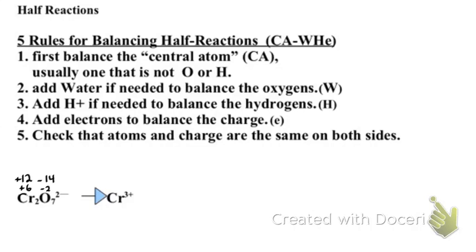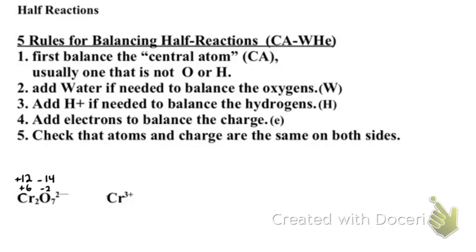So the next thing we need to do is follow these 5 steps. So first, balance the central atom, usually one that is not oxygen or hydrogen. In this case, it's going to be the one that goes through the reduction or oxidation. Because chromium is the one that is reduced, chromium is our central atom. So the first thing we need to do is balance our central atom. So I'm going to get rid of this arrow and draw a slightly smaller one because we're going to need some room out front to balance this.